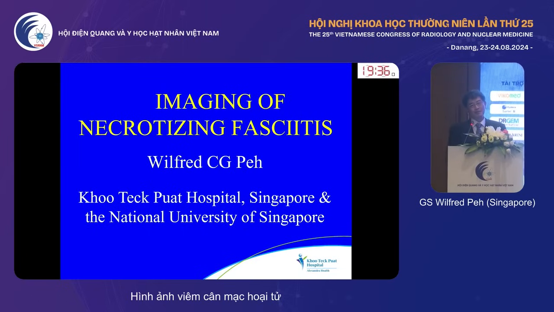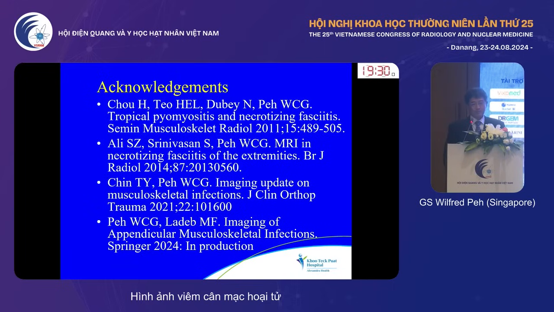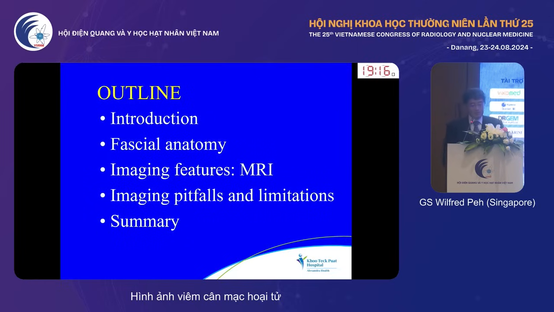My topic today will be on imaging of necrotizing fasciitis. All my figures are from these publications, published over the last few years. And the last publication will be a book that will be published by Springer later this year. The outline of my talk will be the introduction, then the anatomy of the fascia in the limbs, MR features of necrotizing fasciitis, and some pitfalls and limitations, including conditions which can mimic necrotizing fasciitis, ending with a summary.